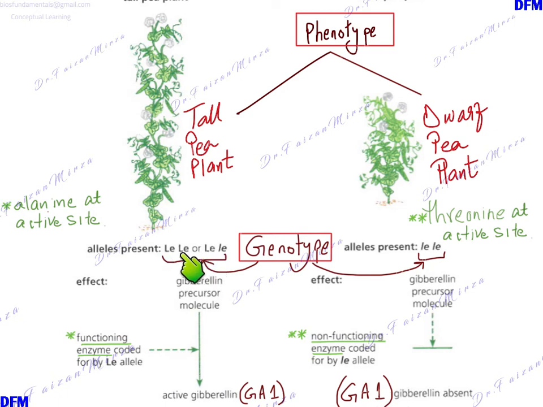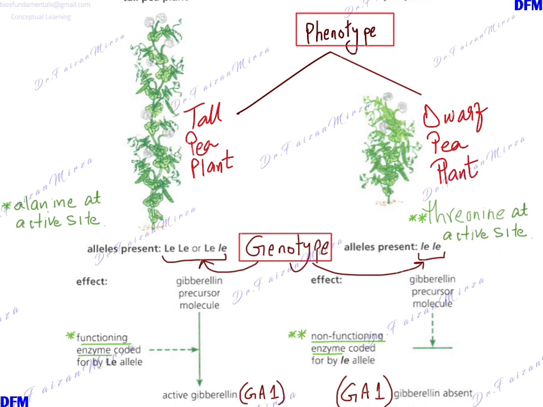So which plants can grow tall? The plants can grow tall if they have at least one dominant allele. If they are homozygous dominant, or they are heterozygous, the recessive allele will be there, but since the dominant allele is there, the plant will grow tall. Whereas if you just look at this genotype here, small le small le, it shows that both recessive alleles are present together. Since the dominant allele is absent altogether, the recessive allele will show its effect, and the protein which will be made will be a non-functioning enzyme because of threonine at the active site.